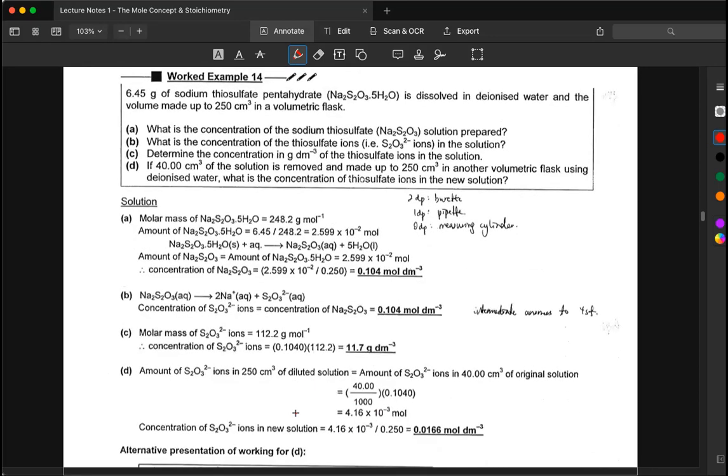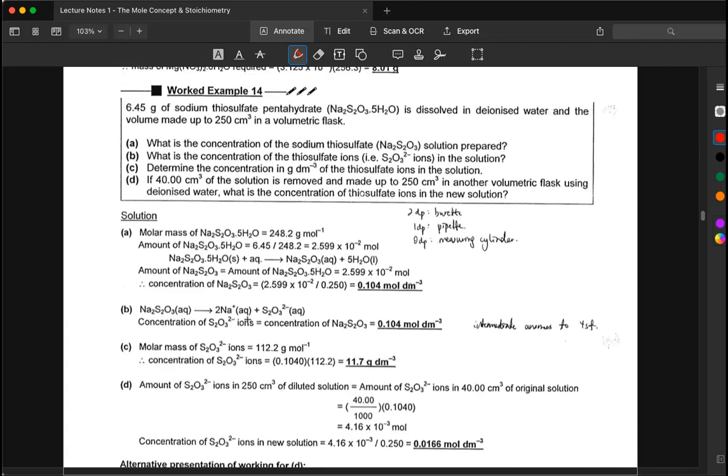And then if you want to take out 40 cm cube, you need to understand that the concentration that you take out is the same. So you have prepared a standard solution in the volumetric flask, let's say 250 cm cube. So you use a pipette to take out 40 cm cube. You need to understand that the solution that you brought out has the same concentration.